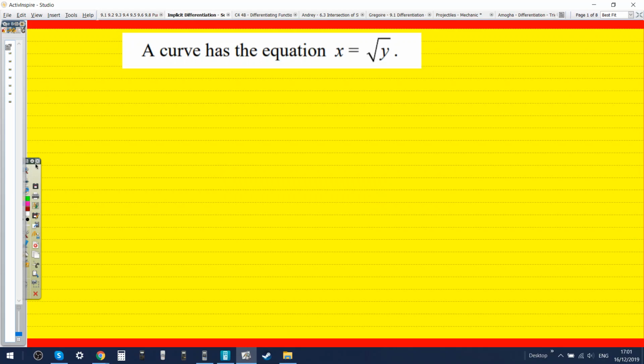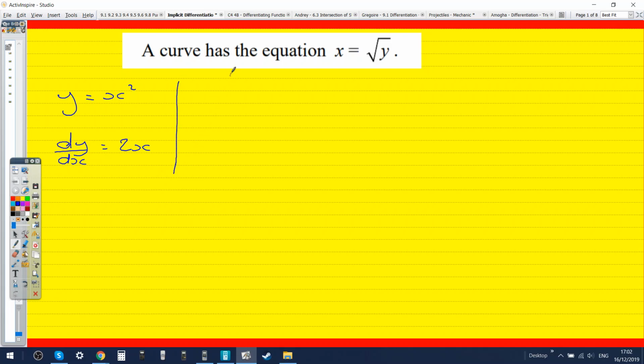Okay, how would you differentiate this? If you square both sides, then you get y is equal to x squared. Okay. And then you can just differentiate. So you can do dy by dx is equal to 2x. Okay. I want to try something else. If you differentiate both sides with respect to y, you would get dx by dy. So that's equal to y to the half. So that would be a half y to the minus a half.